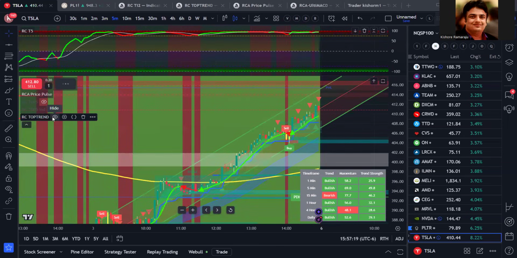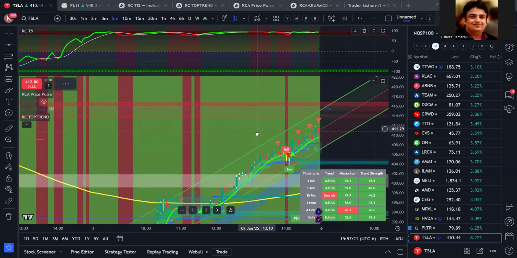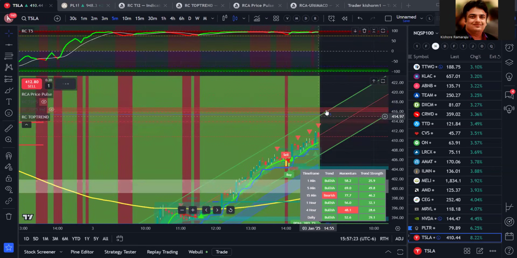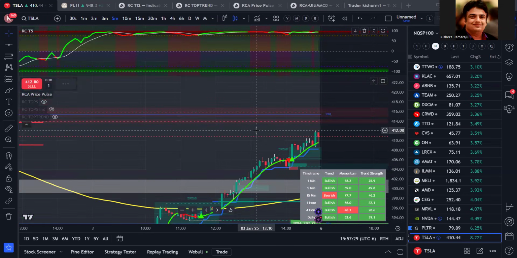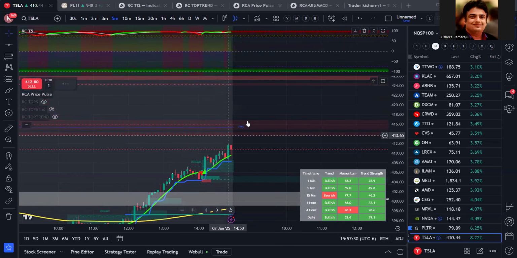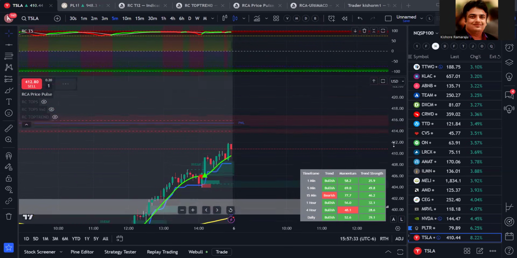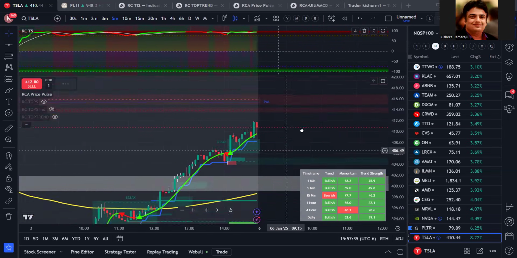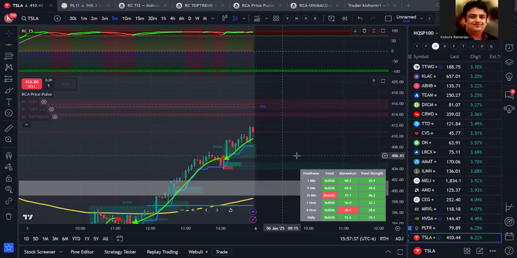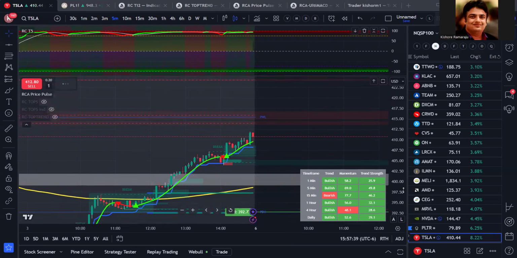Because you can see that your resistance is somewhere close to 416. Until that point, you don't have really a major resistance. Right? If you go to price pulse, it will show you your sell order blocks are somewhere here. So until that point, you can hold the trades. You don't need to worry and take a quick profit.